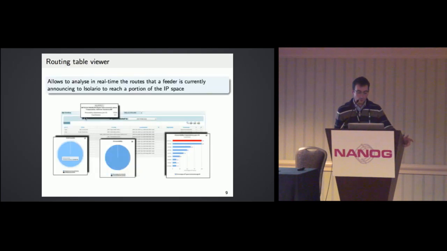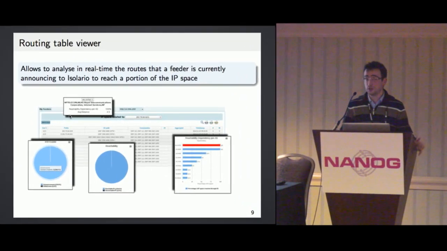The first service that we developed of this kind is called the routing table viewer, which enables a user to insert a prefix to monitor, and the system will retrieve in real time the portion of the set of routes that his router announced to Isolario in order to reach this prefix. Results are displayed in the form of a table and are correlated with different kinds of statistics. For example, there is the AS dependency, which indicates the most important autonomous systems for that user in order to reach the inserted portion of IP space.